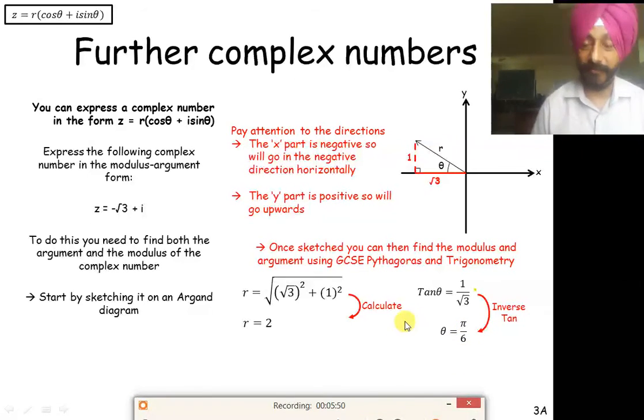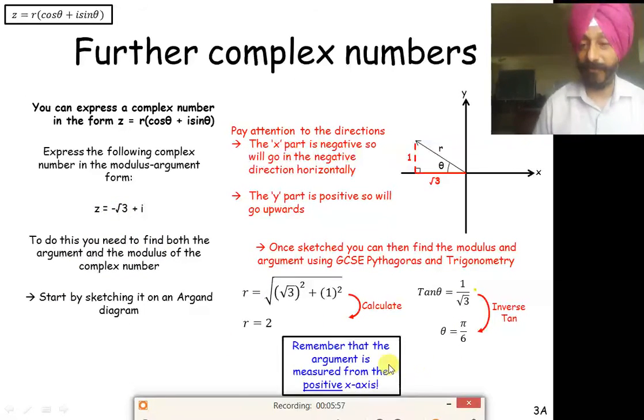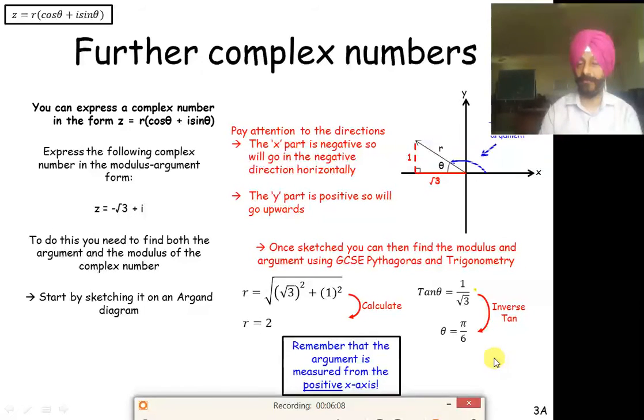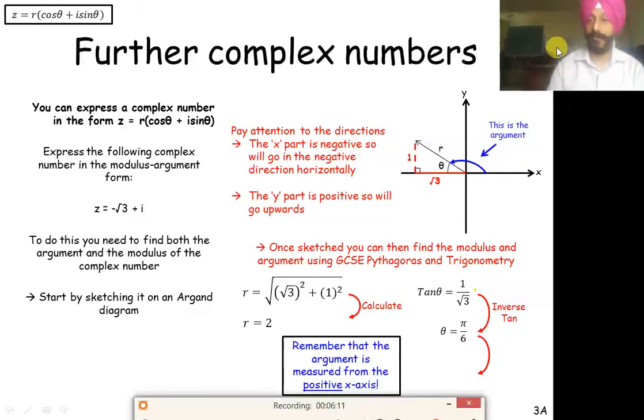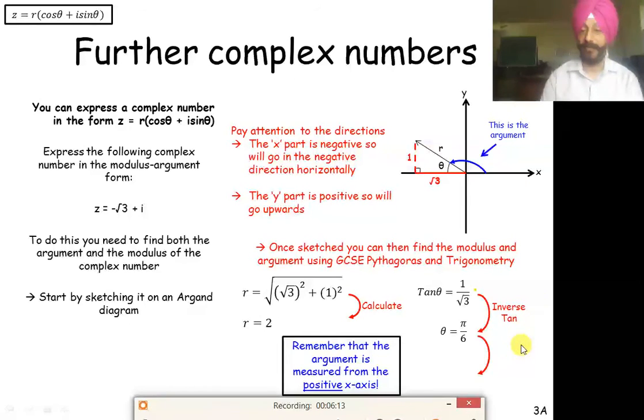But students, be very careful, we have minus root 3. So how do we tackle the negative x? Remember that the argument is measured from the positive x-axis, and here, from the positive x-axis, the total angle is pi and this angle is subtracted. So this is the argument. So here we subtract from pi: argument of z is equal to pi minus pi by 6, that is 5 pi by 6.